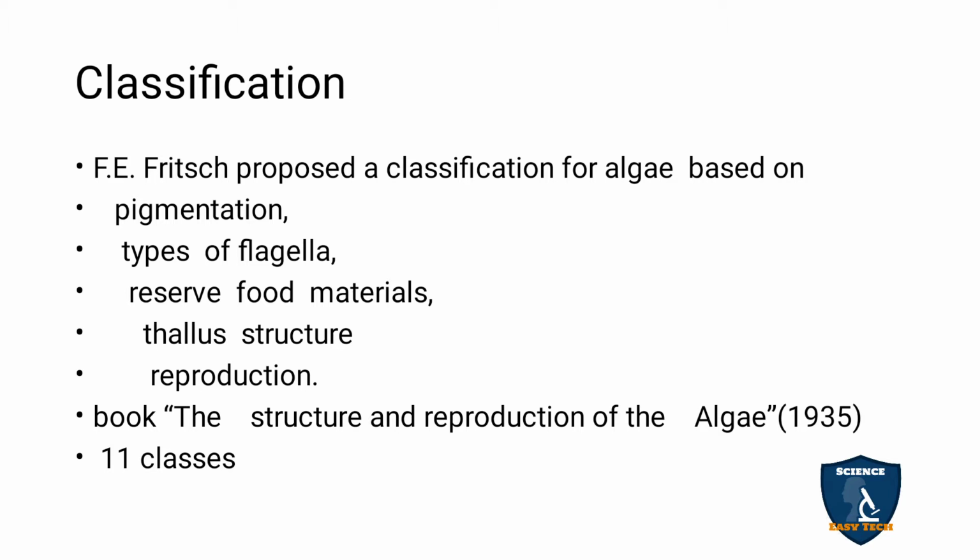There in that book he divided algae into 11 classes. So Fritsch proposed this classification of algae based on pigmentation, types of flagella, reserve food materials, thallus structure and reproduction in his book The Structure and Reproduction of Algae, which was published in 1935. In that he described the 11 classes.